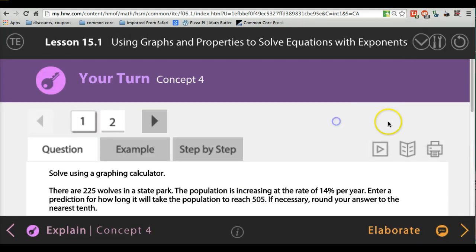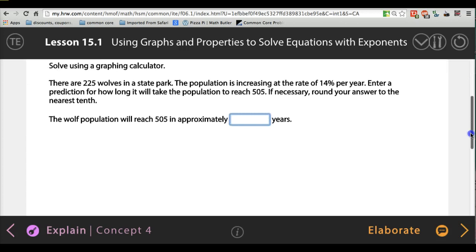Make it bigger for you. Then we're going to scroll down. Okay, so let's set up the equation first. How many wolves do we have to begin with? We got 225. And the population is increasing at a rate of 14%.